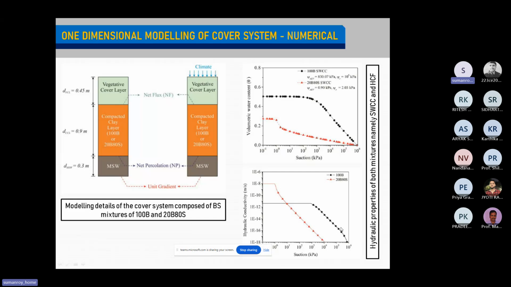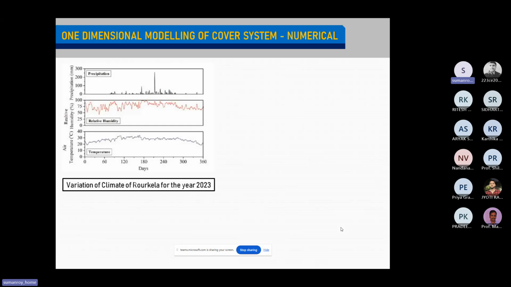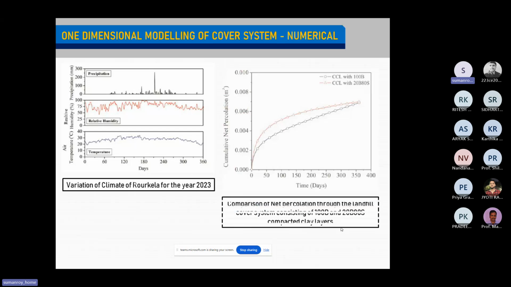These are the two inputs that you are going to put in the compacted clay liners. And this is the climatic boundary condition that you're going to put. We have precipitation, relative humidity, and temperature. The precipitation we have taken from January 2023 to December 2023, along with the relative humidity variations and the temperatures. When we put all these boundary conditions, this is the net percolation that is happening for both the layers.